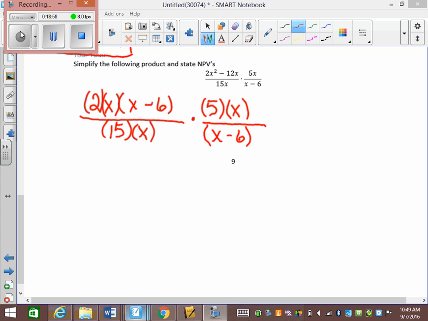Now, I know people get excited because you can see stuff that can cancel, which is good. But don't forget to state your non-permissible values first, your restrictions. So this one doesn't have restrictions, 15. This one is x can't equal 0, and this one would be x can't equal 6. 6 minus 6 is 0. So our non-permissible values are x can't equal 0 or 6.